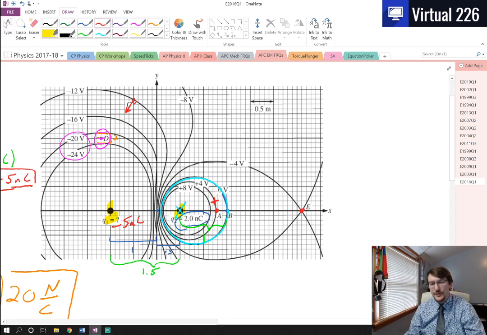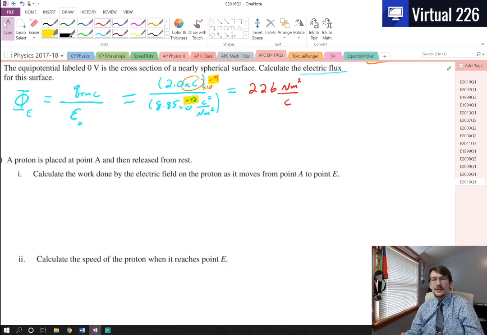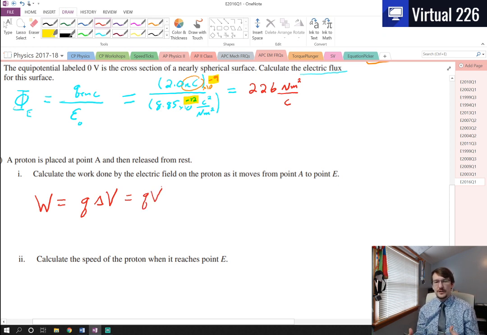Okay, so we're looking for the amount of work that's done as this proton is moving to the right. So what we can do here is look at this and say, well, work is equal to a charge and then a difference in voltage. Sometimes you might just see this equation written as QV because we're looking for a voltage difference here. But that's just kind of what's going on there.